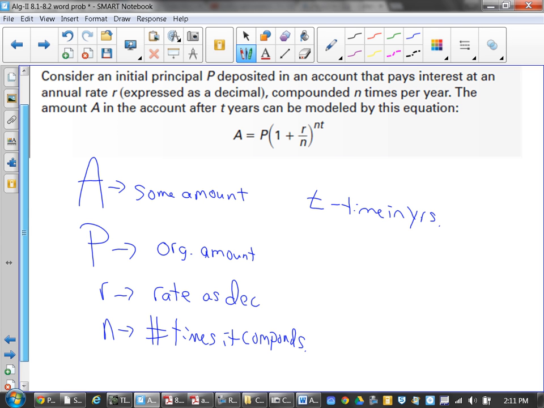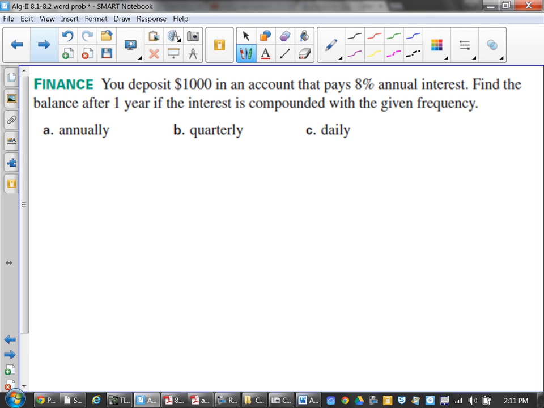Very, very easy example. Starting out an account with $1,000, compounds annually at 8%. Deposit $1,000 into an account at 8% interest. Find the balance after a year when it's compounded by different methods. So if I say it's going to compound annually, how many times does it compound? Once. So n would equal 1.